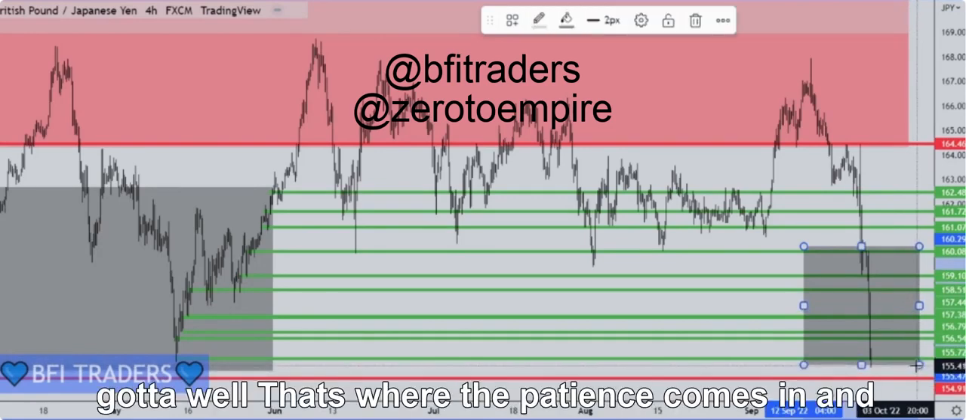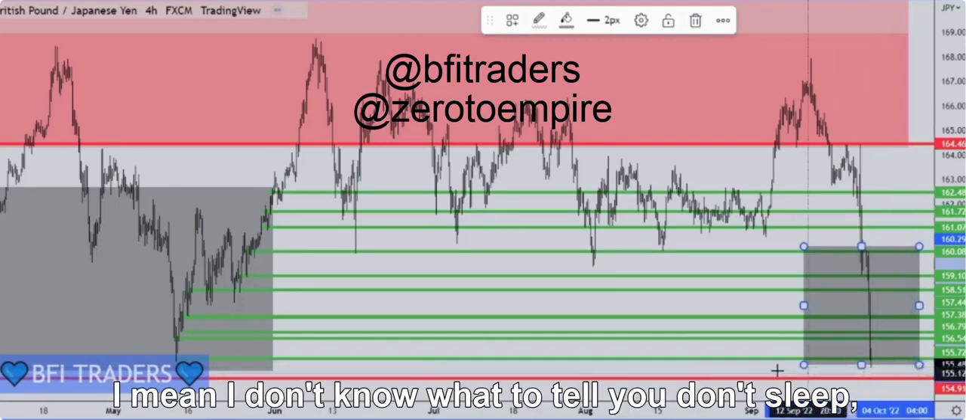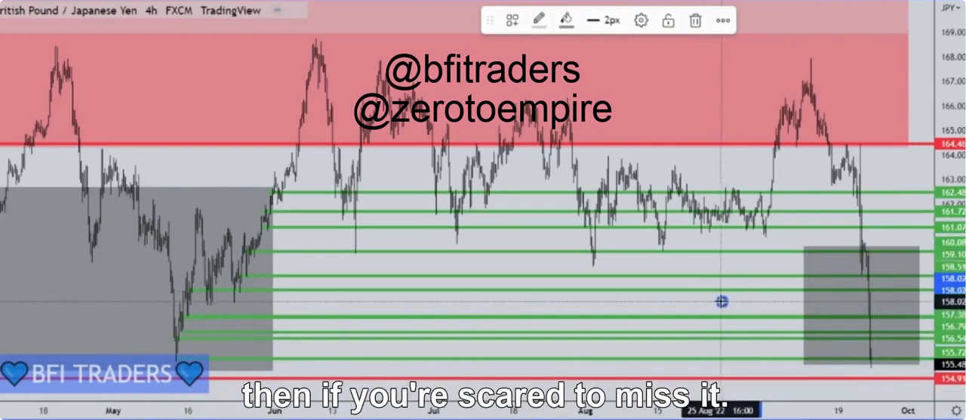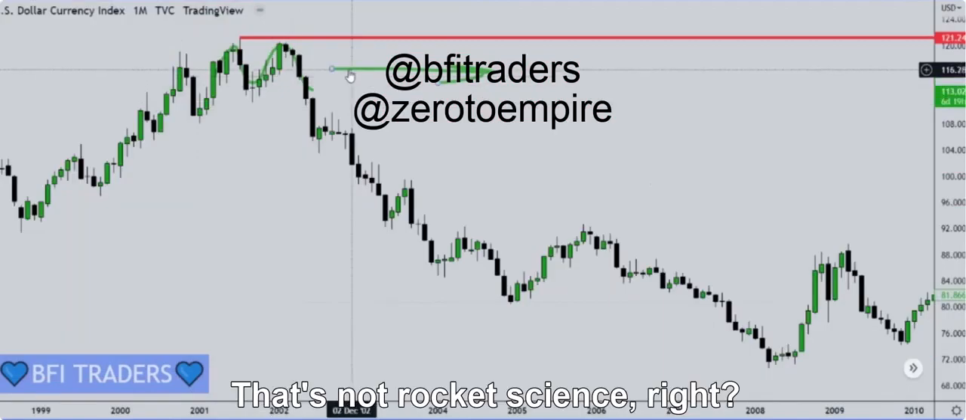That's where the patience comes in, and the detachment and the FOMO. Oh, what if I miss it? I mean, I don't know what to tell you. Don't sleep then if you're scared to miss it. That's not rocket science, right?